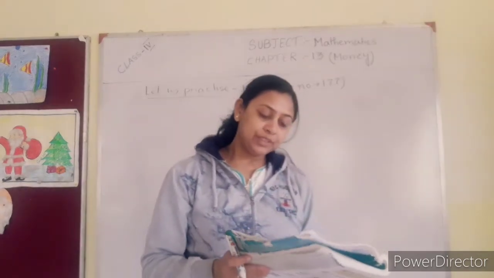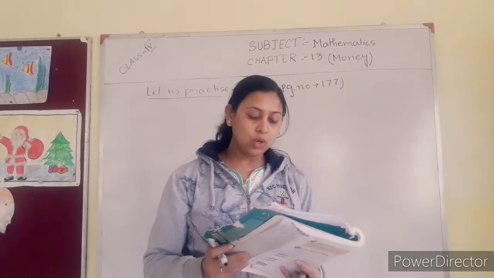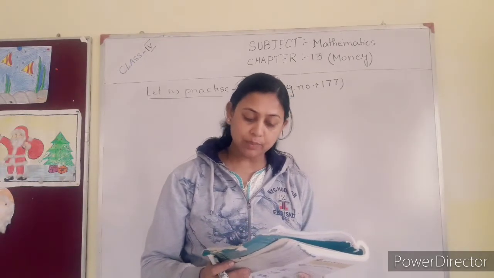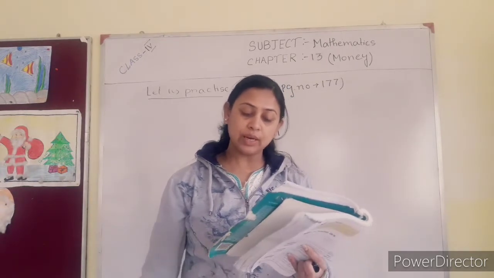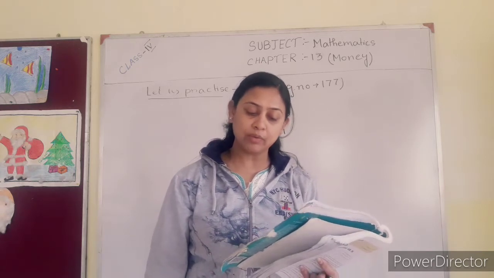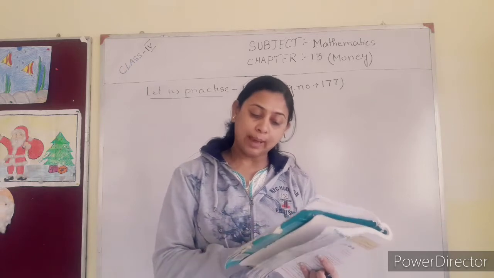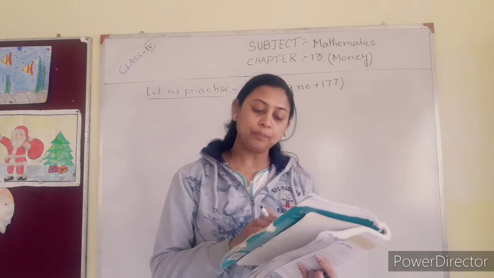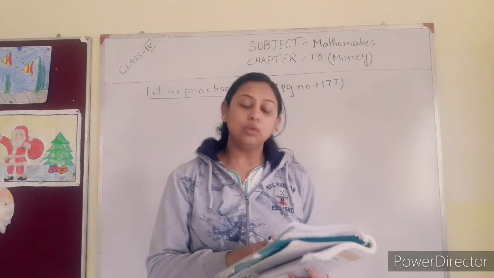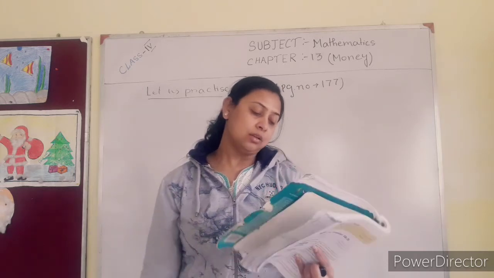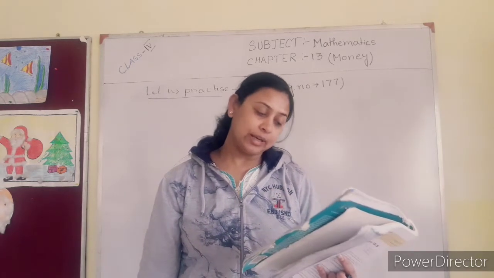Now number 1. Jenny bought fruits for rupees 223.65 and vegetables for rupees 348.75. How much did she spend? So you have to find out the total amount of money. Here you will add the amounts to get your answer.